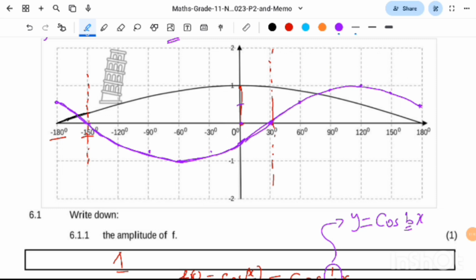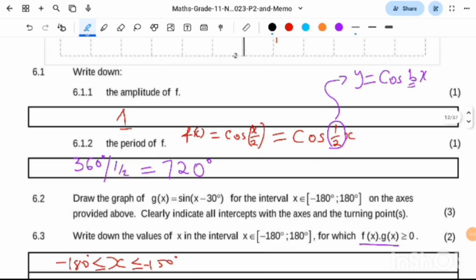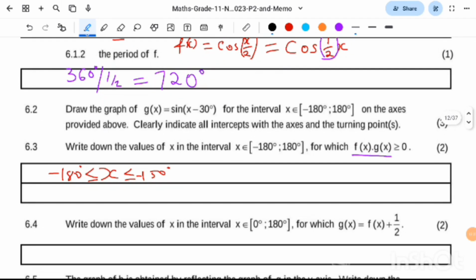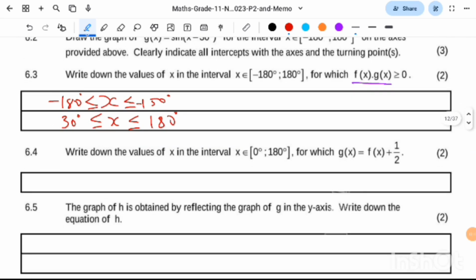You'll see that your graph here is above the x-axis, and the other graph is also above the x-axis, which is exactly what we want. So it's between 30 degrees and 180. So the second part is that x is greater than or equal to 30 degrees and less than or equal to 180 degrees. Okay, that is the case.